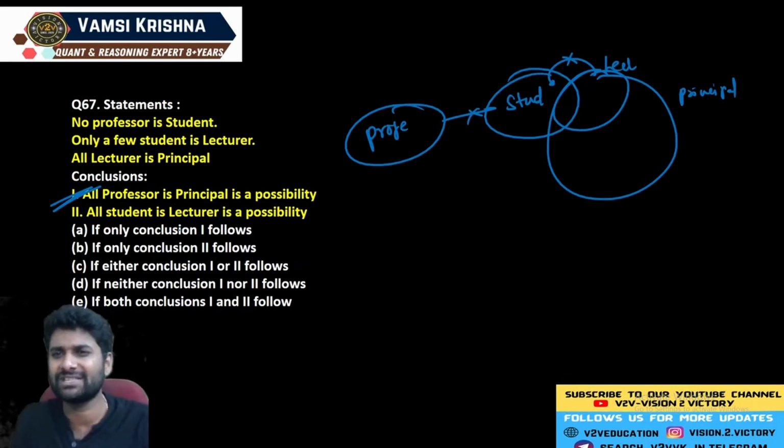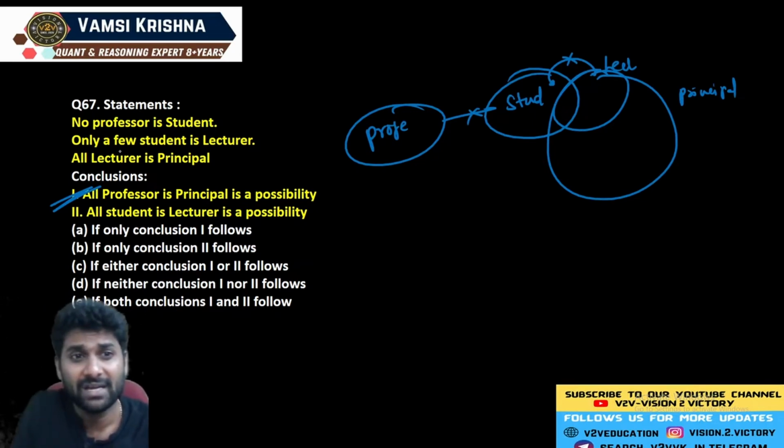Now, all student being lecturer is a possibility. Is it possible all student can be a lecturer? It's not possible. Why? Because they clearly mention that only few students are lecturer. We can't place all students in the lecturer. Conclusion one is valid, guys.